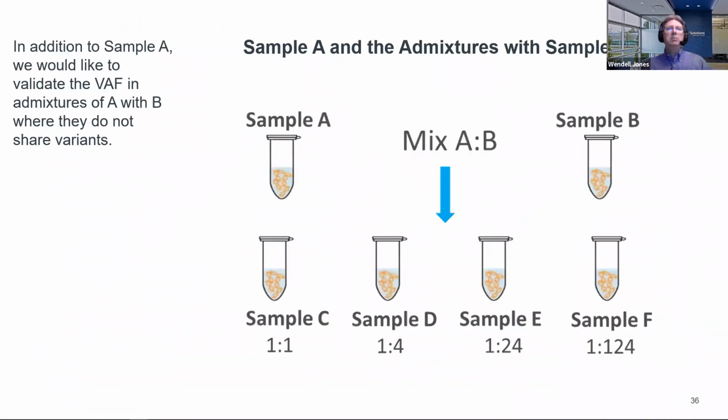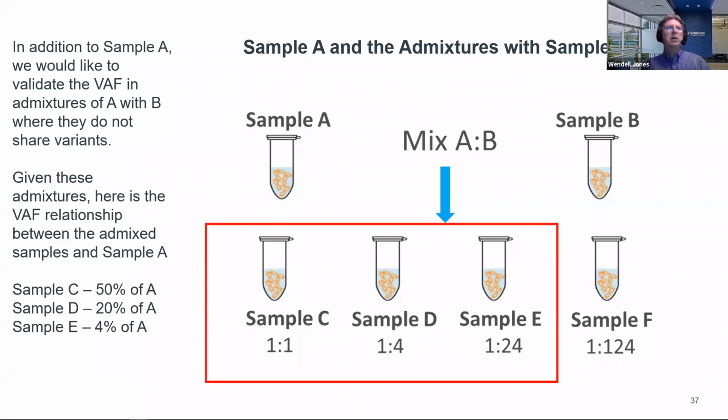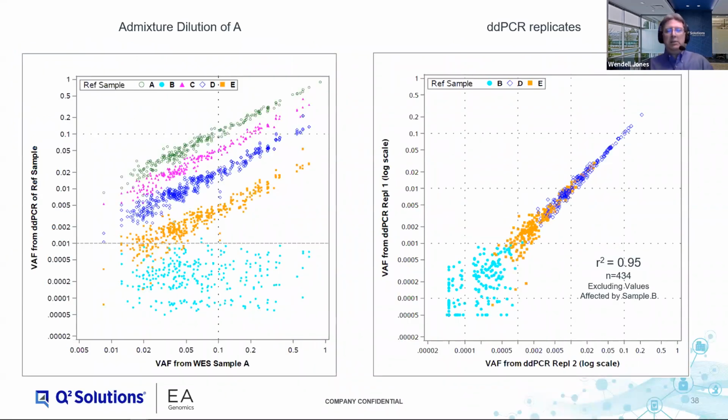I mentioned that we also did mixtures. We mixed A with B and examined other mixtures in the droplet digital assay, that is samples C, D, and E, a 1-to-1, 1-to-4, and 1-to-24 mixture. Given these admixtures, we expect the relationship between the admixed samples and sample A to be what you see on the screen. And the question is, is that what we actually saw? And the answer is yes.